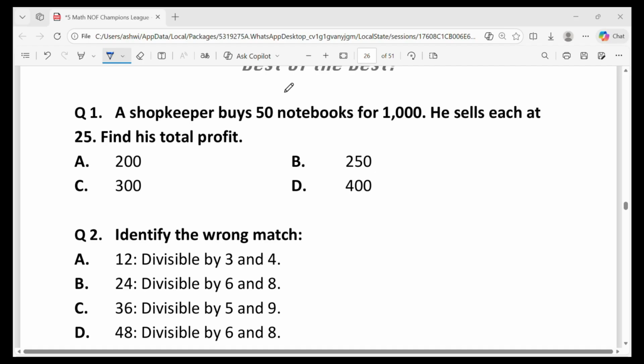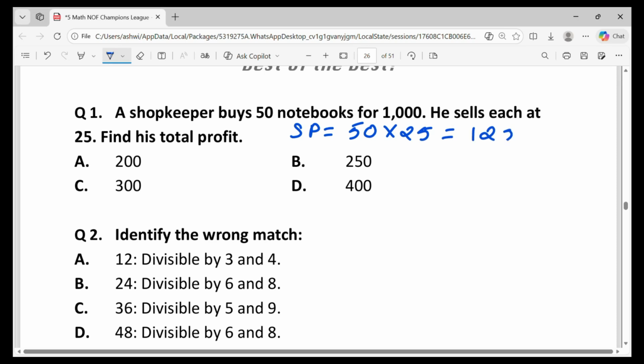The shopkeeper sells 50 notebooks at 25 each. So the total selling price is equal to 50 into 25, that is equal to 1250. So the total profit is the difference between the total selling price and the total cost price. That is 1250 minus 1000, that is equal to 250. That is option B.